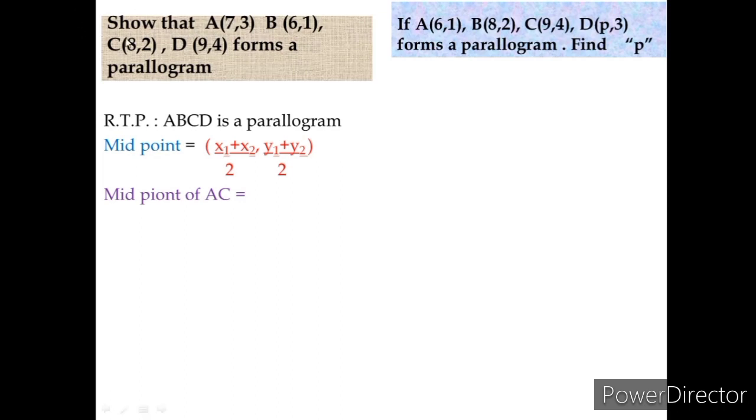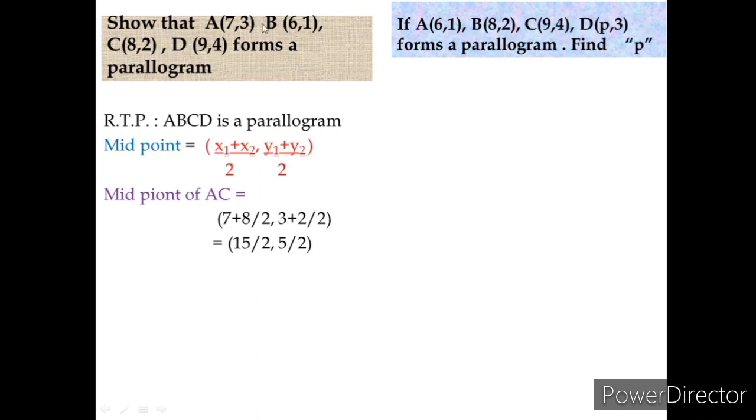Here we are taking AC, that means x1, the x coordinate, in the first letter. You have to substitute like that. x1 comes from A, that is 7. x2 comes from the second letter C, this is 8. Then y1 comes from the first letter A, the y coordinate of A is 3. y2 comes from the second letter C, that is 2. Divide by 2 here, by 2 here. Thereafter you have to calculate. It is 15 by 2, 5 by 2. The midpoint of AC is found.